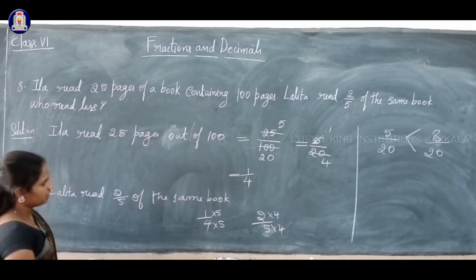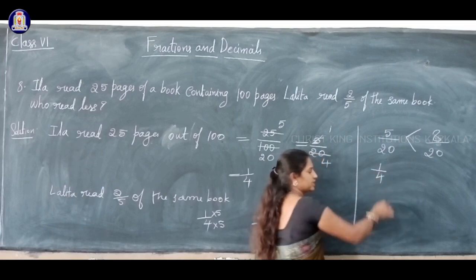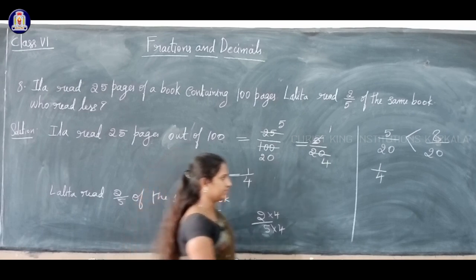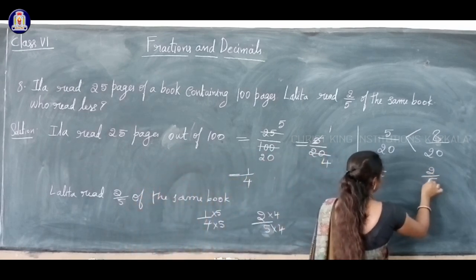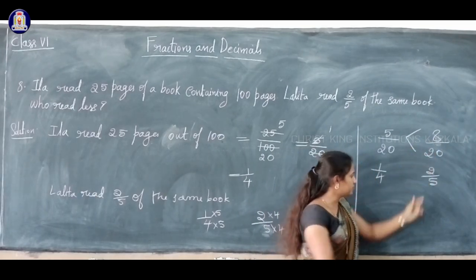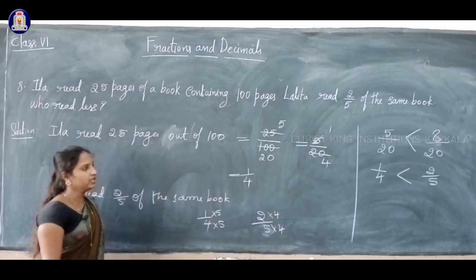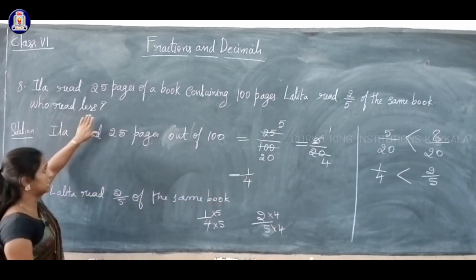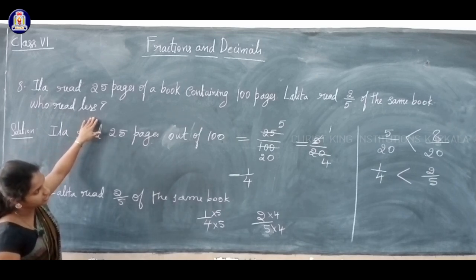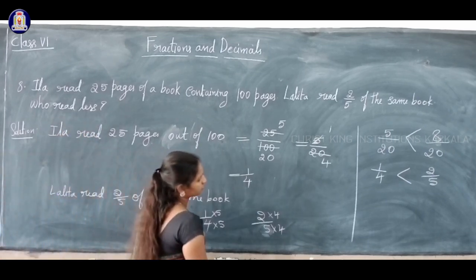5 by 20 means that is 1 by 4. Is it correct? 5 by 20 means 1 by 4, and 8 by 20 is 2 by 5. So here we got 8 by 20 is greater. That means 2 by 5 is greater. 2 by 5 is greater than 1 by 4. So now the question is, who read less? 2 by 5 part of the book is read by Lalita. So that means that is the greater one.